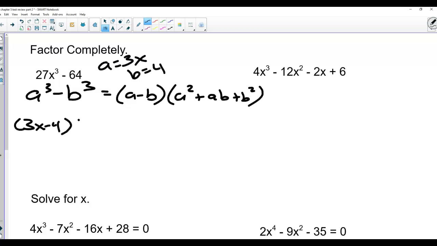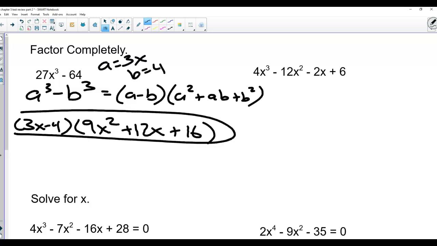3x minus 4. We have to square the quantity 3x, squared. That's 9x squared, plus 12x, a times b, plus the b squared, which is 16, or 4 squared. And that is your answer.